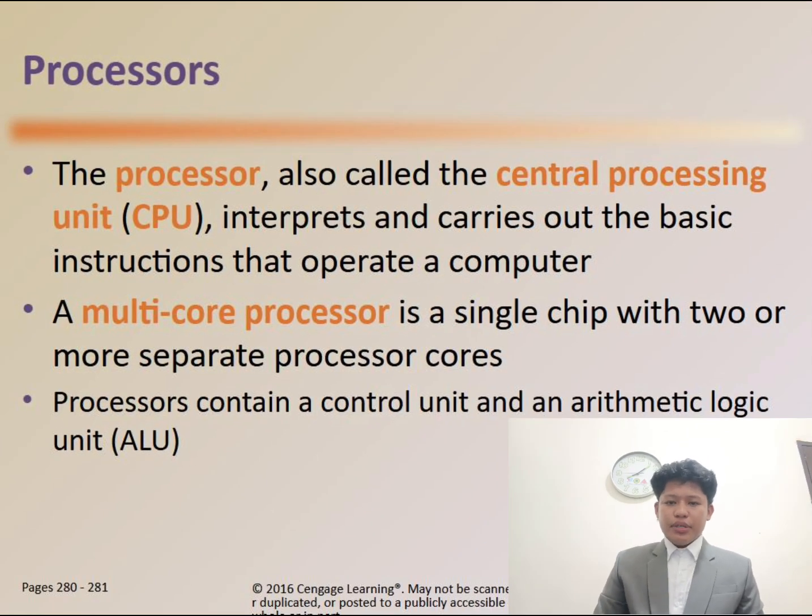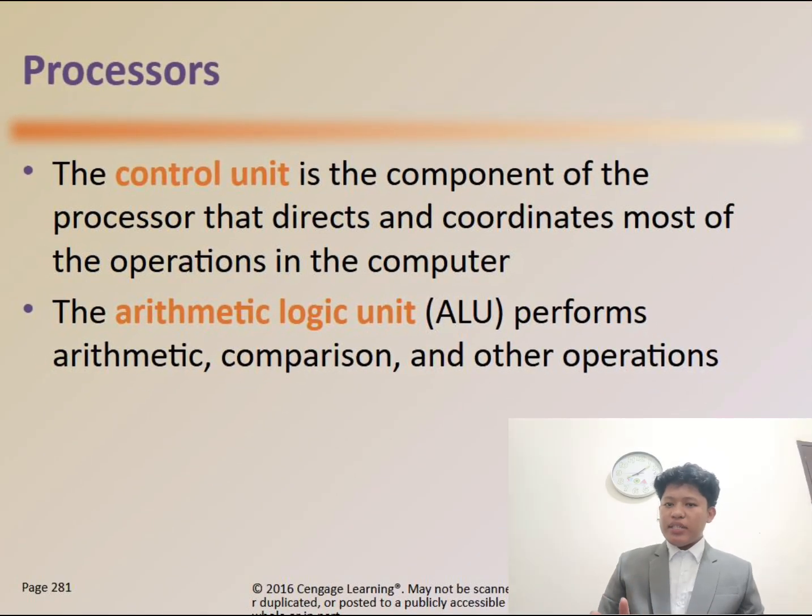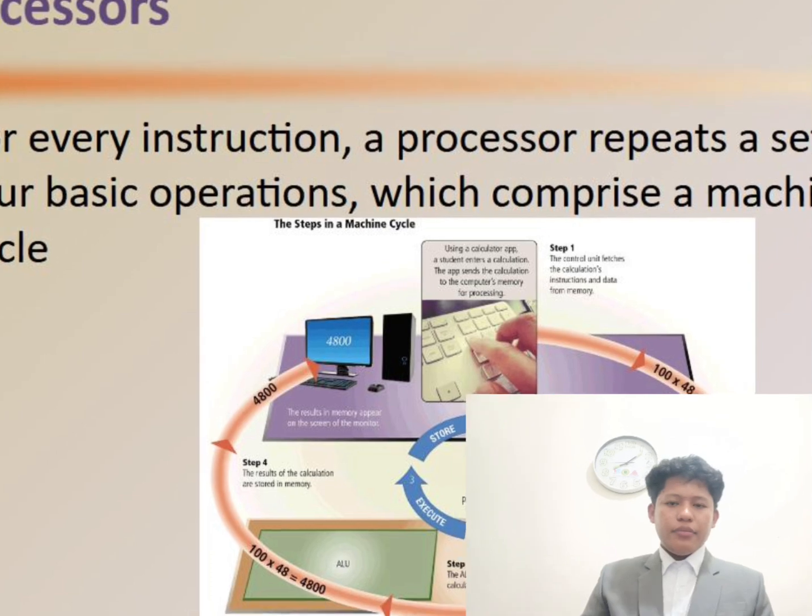Next is processors. The processor or CPU acts as the brain of the computer. It interprets and executes instructions. Modern CPUs like multi-core processors pack multiple cores on a single chip for faster performance. Inside the CPU, two key components work together. One is the control unit, which directs operation. Two is the arithmetic logic unit or ALU, which handles math and logic tasks like calculating or comparing data.